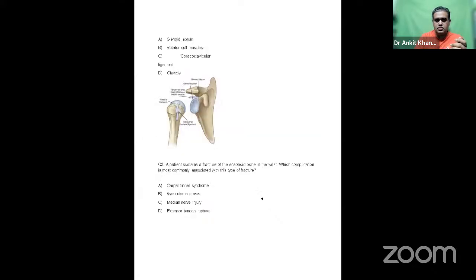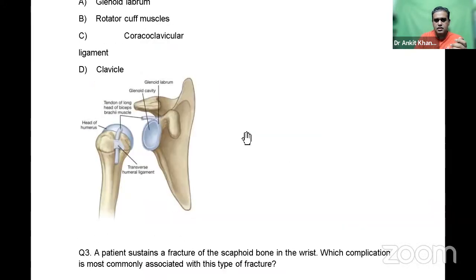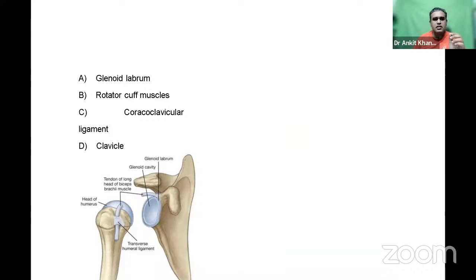Right. So here are your options. Options over here are four options. First option is glenoid labrum, glenoid fossa, and we have a fibrocartilage around it. The question was the dislocation of shoulder, which structure is most likely injured. Second option is rotator cuff muscles. Third option is coracoclavicular ligament. And the fourth option is the bone itself, that is a clavicle. What do you think? What would be the answer?